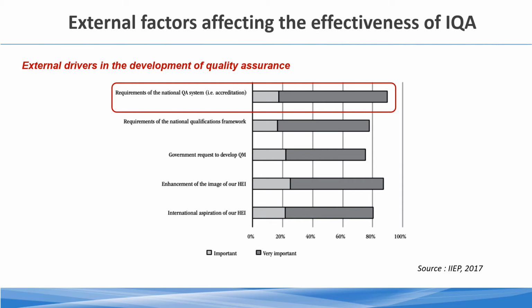The IIEP International Survey asked universities about the external factors that they considered important and very important in establishing an effective IQA system. The results show that the requirements of the National Quality Assurance System are the most important motivation, at 99%, for developing IQA in institutions, followed closely by improving the image of the institution, 87%, in order to meet market requirements.